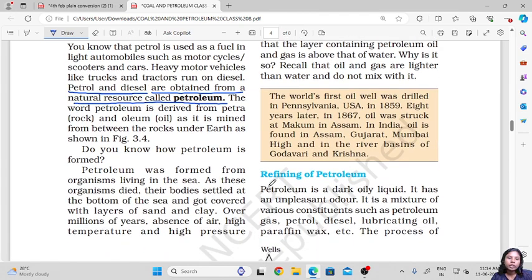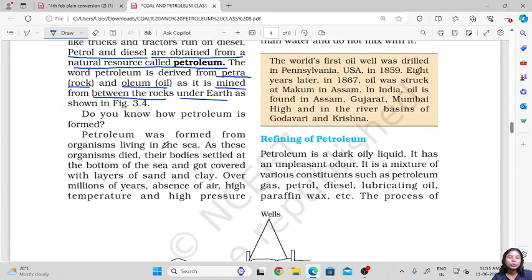The word petroleum is derived from petra, rock, and oleum, that is oil, as it is mined from between the rocks under earth, as shown in figure 3.4. So petroleum was derived from two words, petra, which meant a rock, and oleum, which meant oil. And petroleum is basically mined between the rocks under the earth's crust.